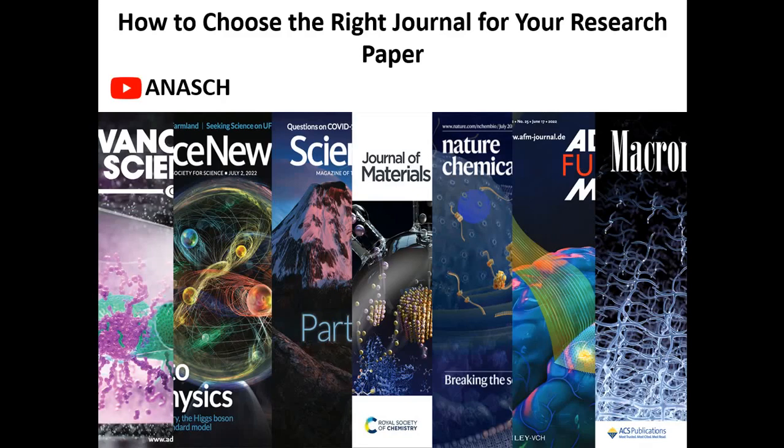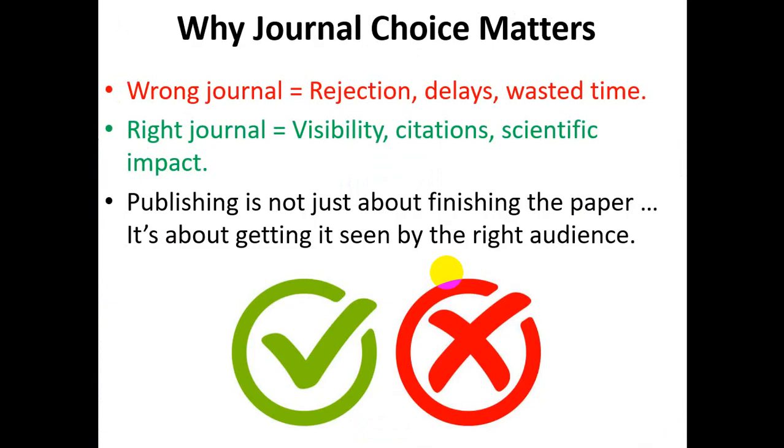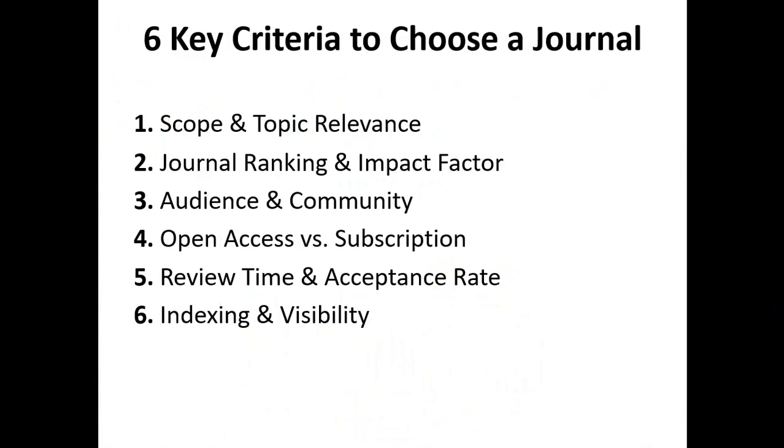Choosing the wrong journal can lead to rejection, delays, or worse, wasted time. But if you choose well, your paper reaches the right audience, gets cited, and boosts your visibility. So I will tell you about six key criteria to choose a journal.